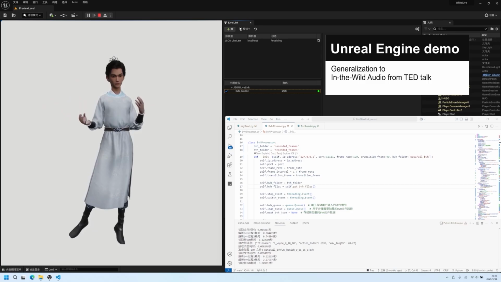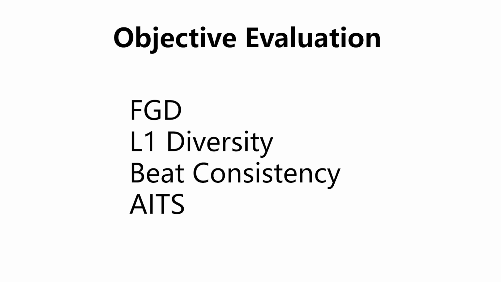For objective evaluation, we selected 4 standard metrics to cover different aspects of gesture quality. FGD, or Fréchet Gesture Distance, measures the distribution gap between generated and real motions. A lower FGD means the output is closer to natural human gestures in the feature space. L1 diversity measures how varied the generated gestures are across frames. Higher diversity suggests the model avoids repetitive motion patterns. Beat consistency evaluates how well the gesture rhythm aligns with the speech beat. This is important for co-speech gesture, where gestures should synchronize with the audio.